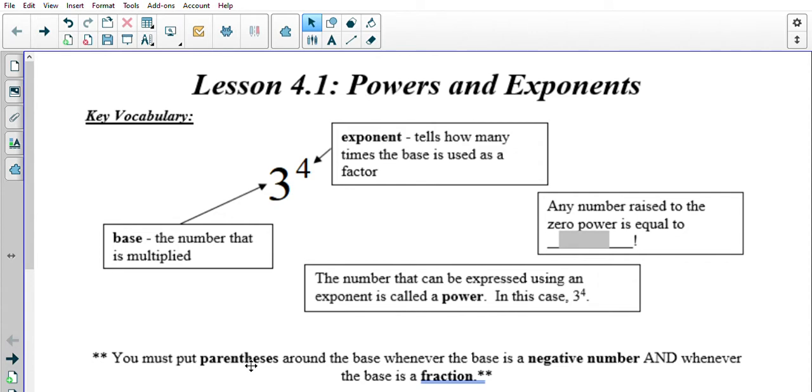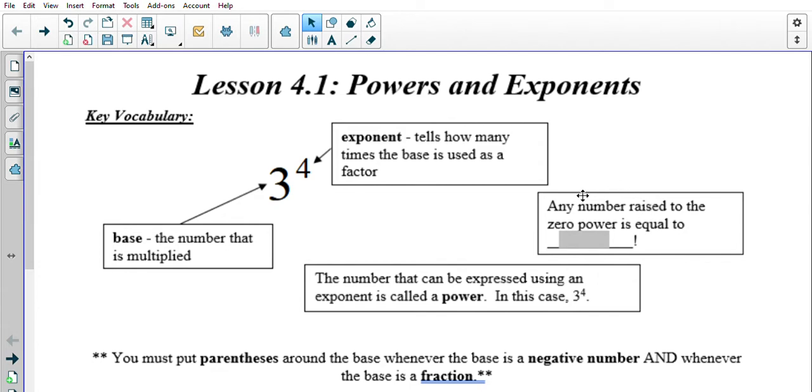You must put parentheses around the base whenever the base is a negative number and whenever the base is a fraction. And also, and this might be in the updated version of the guided notes, when your base is an expression, also put it in parentheses. So again, if your base is a negative number, please put it in parentheses. If your base is a fraction, please put it in parentheses. And if your base is an algebraic expression, put it in parentheses.